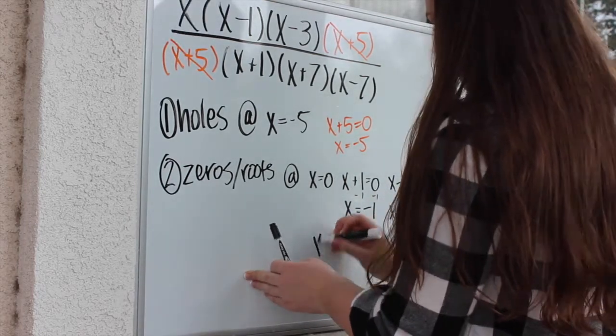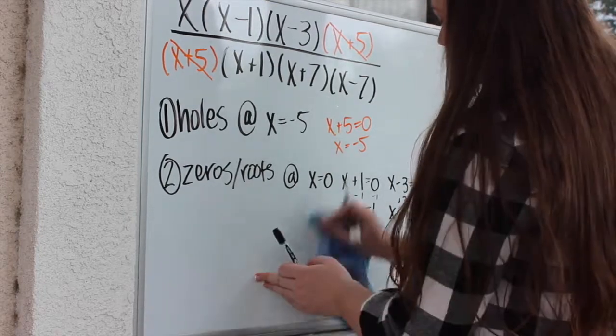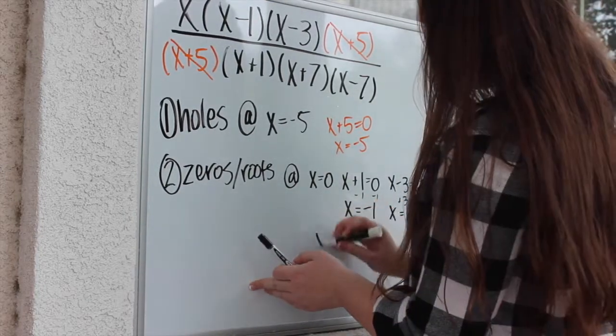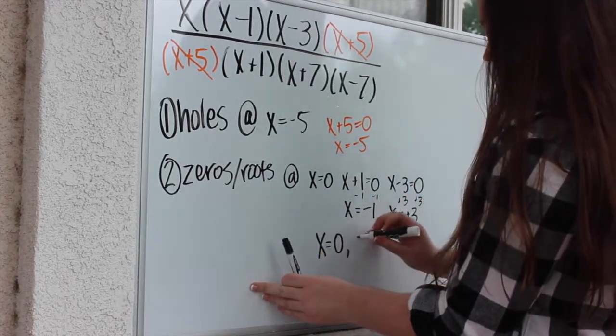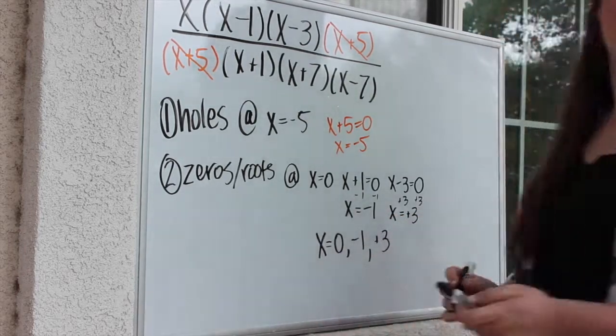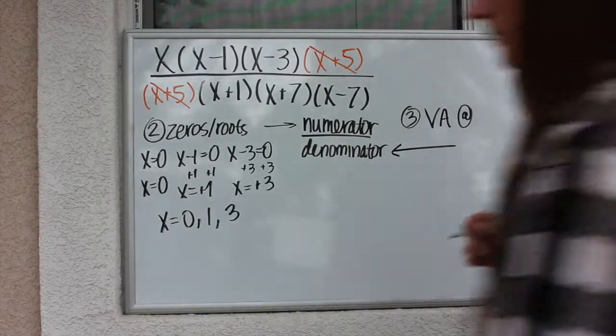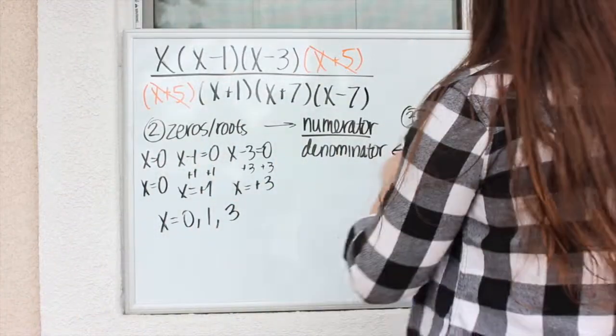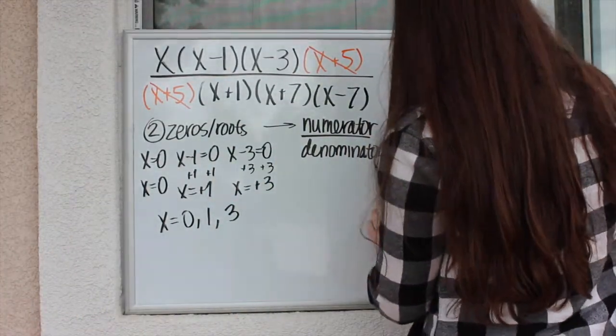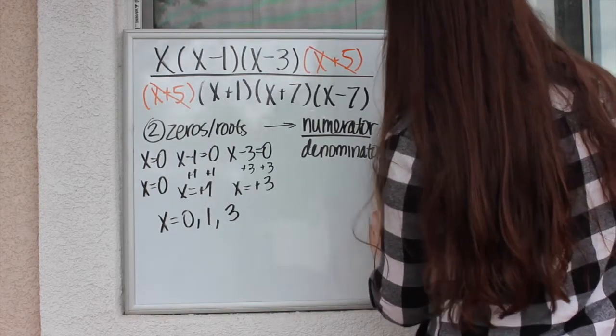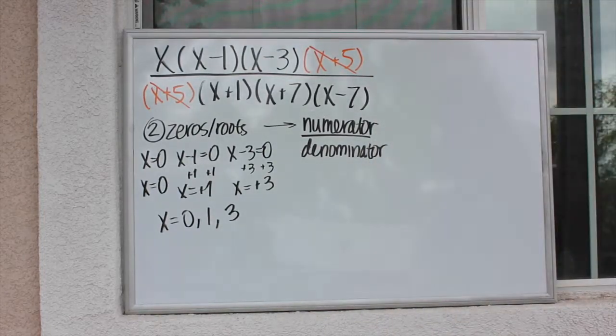But in order to solve that, we have to add 1 on both sides. We will find that our second x equals positive 1. And in our third variable, we have an x minus 3. Whenever we add 3 to both sides, we will find our x to equal positive 3. Now those are the three variables that we will be setting equal to 0 in our numerator, and we will find our three x's to equal 0, 1, and positive 3.